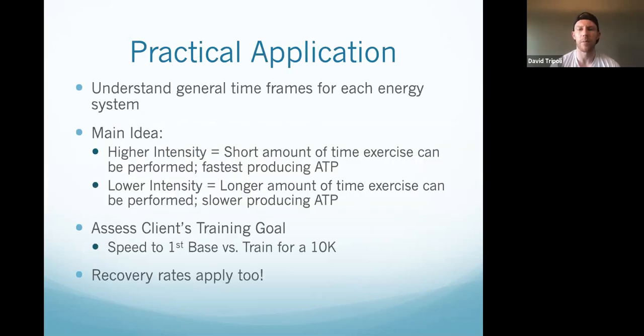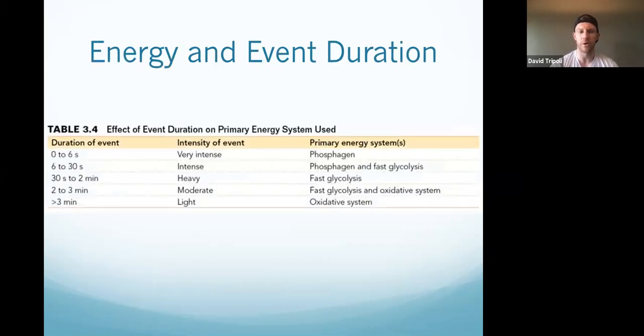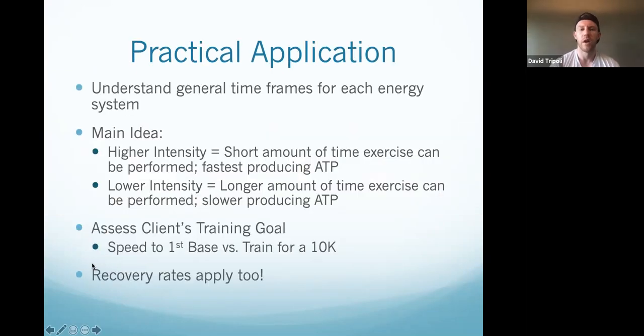So again, just some practical applications with this. Understand your general timeframes. What we just looked at, have a good idea of what's going to be used depending on what situation you're given. Again, main idea: higher intensity, short amount of time exercise can be performed, fastest producing rate of ATP. Lower intensity, longer amount of time of exercise can be performed, but slower producing rate of ATP, not total, but producing rate.